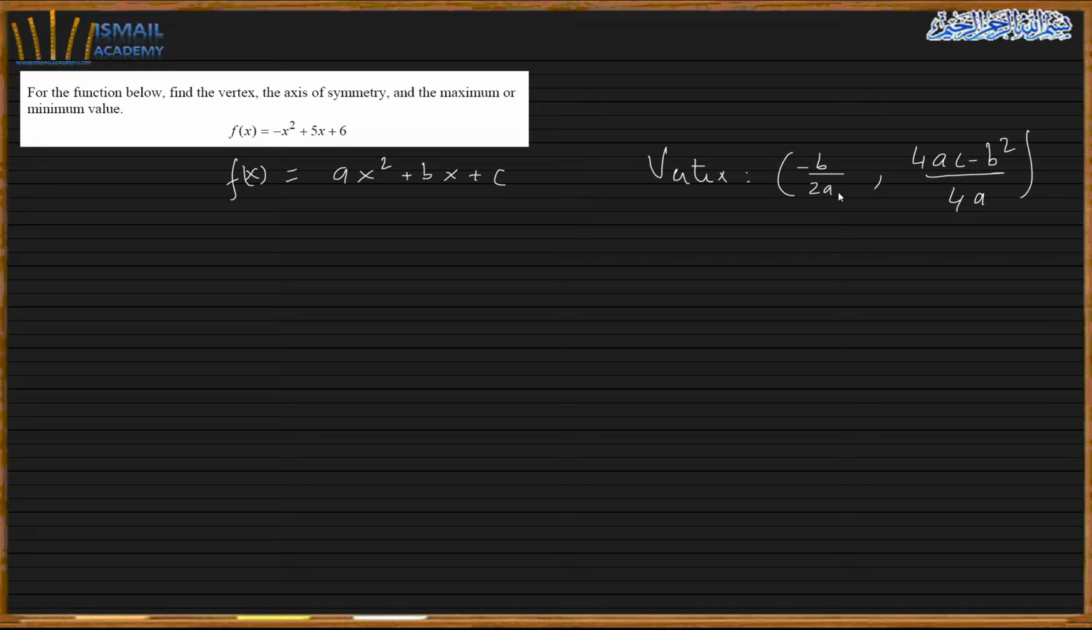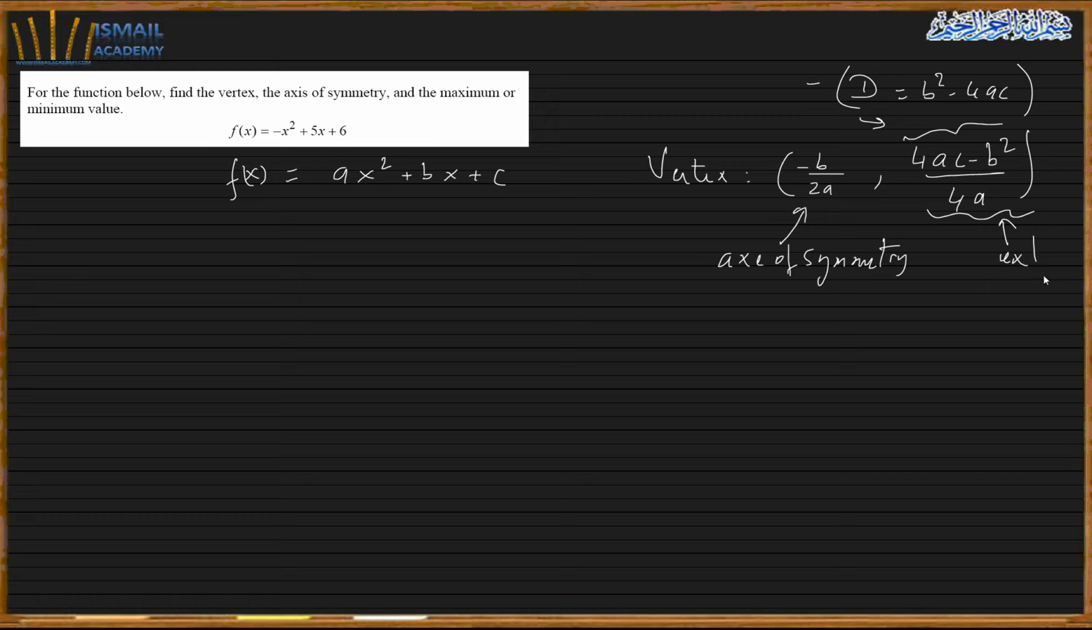You substitute this x value of the vertex into the equation, and you end up having this, which in fact is the opposite of the discriminant. The discriminant of a quadratic is b squared minus 4ac, so this is the opposite: you multiply the discriminant by minus and divide by 4a. So this is the vertex. The x value is my axis of symmetry, and the y value is my extremum, either max or min.